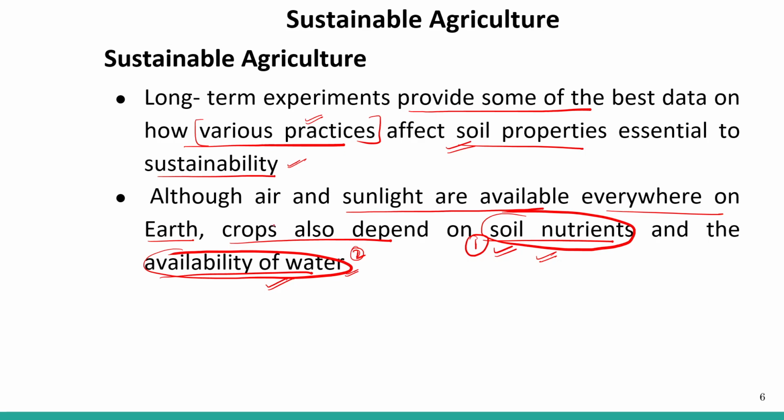And the other things required for crop growing are air and sunlight. Sunlight is available everywhere, right? And air is also available everywhere. So these two things are not in our hands, but managing the soil nutrients and the management of water is the main thing for sustainable agriculture.